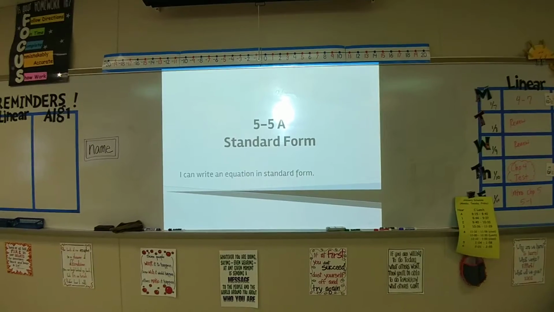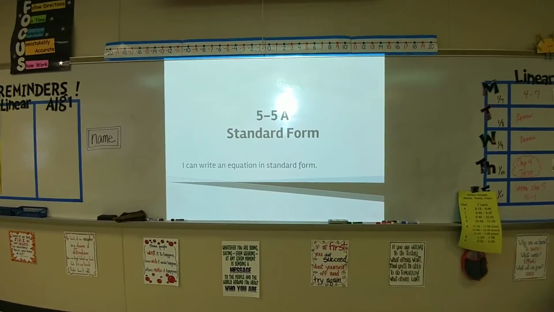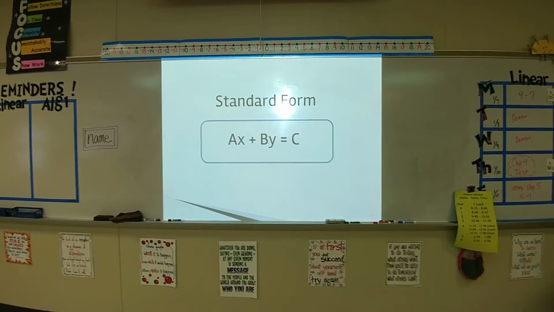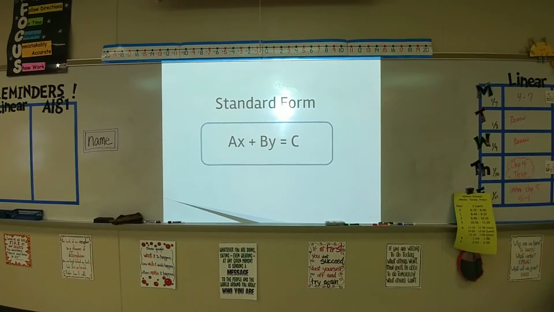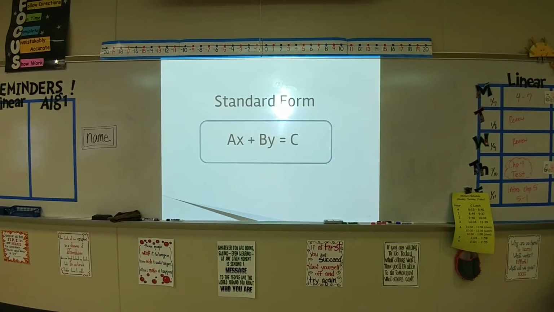Today our lesson is going to be 5.5a, standard form. Our goal is to be able to write an equation in standard form. On the top of your notes, can you please write what standard form looks like? It looks like this: ax plus by equals c. So go ahead and copy that down.